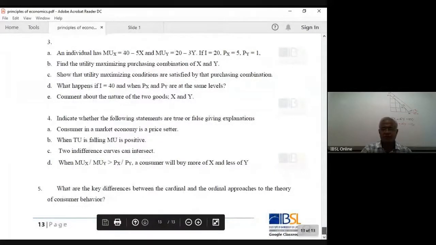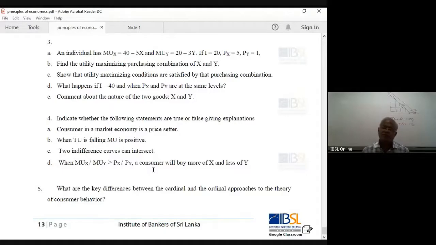Sorry, last question. What are the key differences between the cardinal and ordinal approaches to the theory of consumer behavior? This is one of the past paper questions. The cardinal utility assumes utility can be measured. Ordinal utility assumes utility cannot be measured, but the consumer can rank different bundles according to his preference.